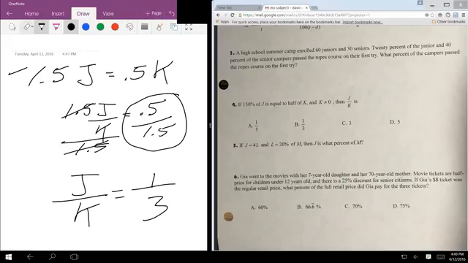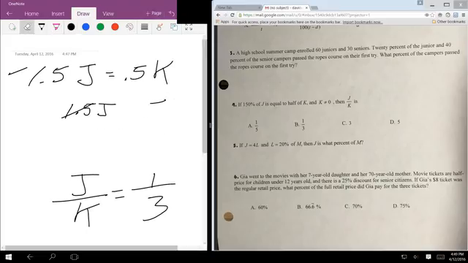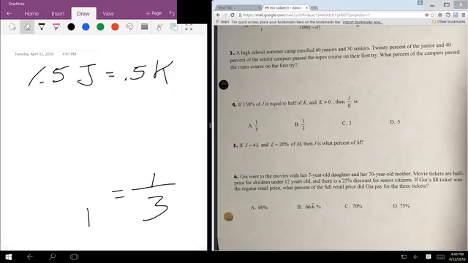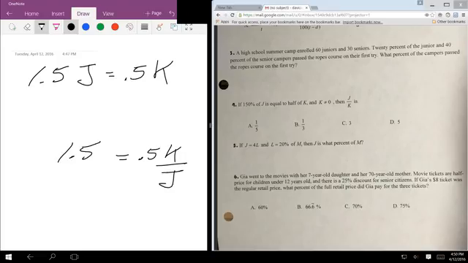If they would have asked for k over j, well, then I would have started by dividing both sides by j. In other words, if they want k over j, I can get that by dividing both sides by k. So my second step would be this, and I'm left with this. Now I just have to get rid of the 0.5, divide both sides by 0.5, and there's my k over j. It's equal to 3.